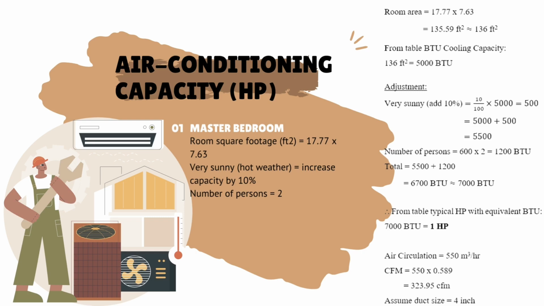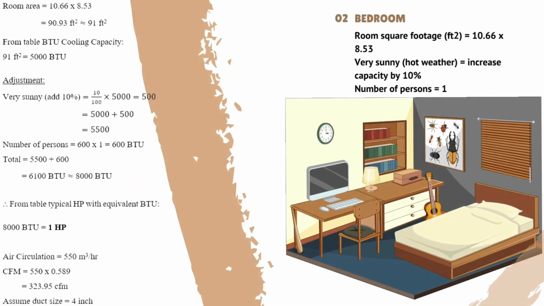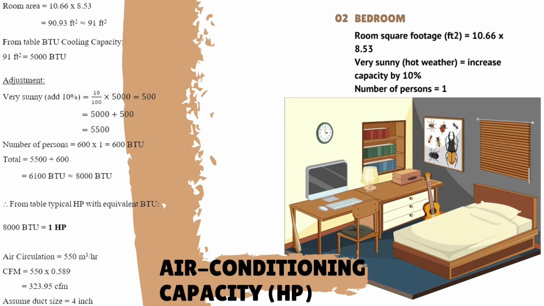For our air conditioning capacity in the master bedroom, the room area was 136 square feet and the BTU cooling capacity is 5000 BTU based on the standard. For the adjustment, we get 7000 BTU and the BTU requirement with the specification of air conditioner is 1 horsepower, while for the air circulation is 323.95 CFM.